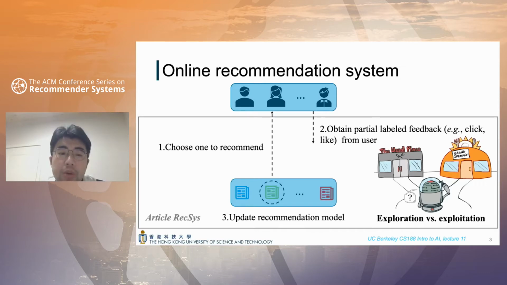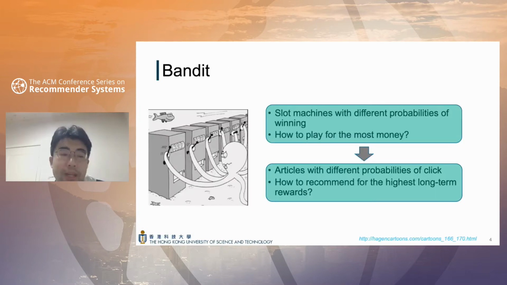In the absence of exploration, supervised learning algorithms tend to get stuck in suboptimal solutions. And bandit is a classic approach for solving this dilemma. It describes such a situation. Imagine you are in a casino and there are lots of slot machines with different probabilities of winning, and how to play for the most money. Should I always pull the arm of the known most profitable machine, or should I try new machines? The recommendation scenario is just the same. Should I always recommend the most popular articles to users, or should I try to push new articles? The target is to obtain the highest long-term rewards.